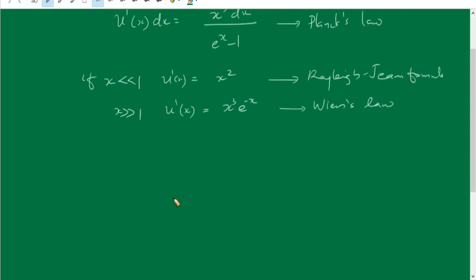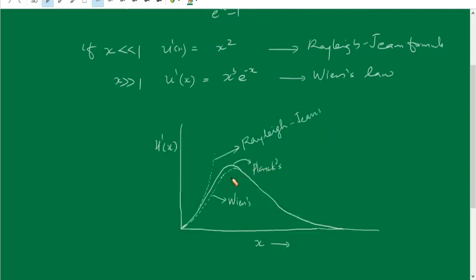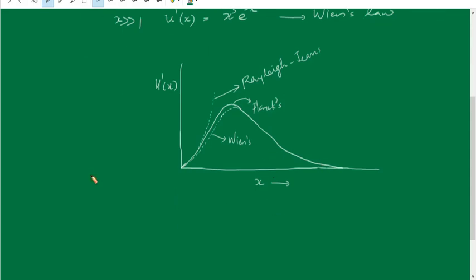So I'll draw the graph once more. So these are the graphs for the corresponding laws. At low frequency, the Rayleigh-Jeans formula is in agreement with the Planck's radiation formula, and Wien's law is in agreement with the Planck's formula when x is very much greater than 1.